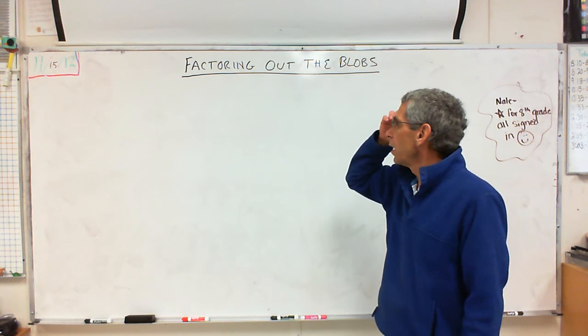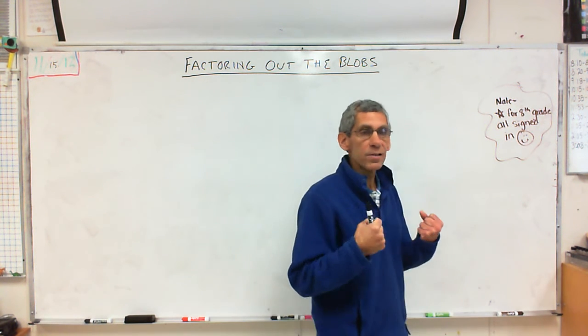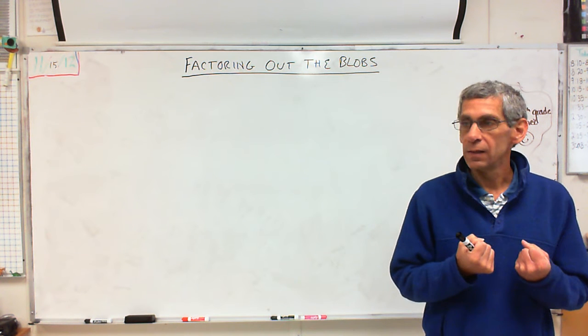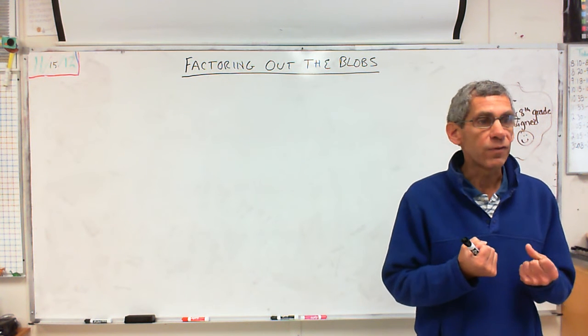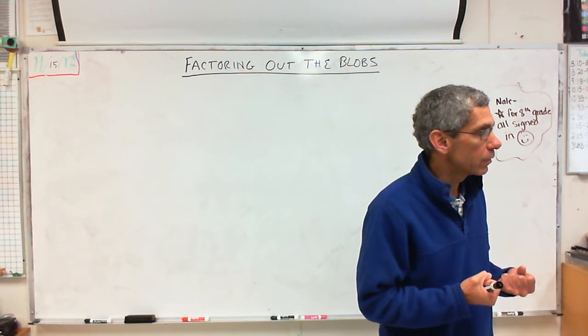Okay, so we are on a line now. So factoring out the blobs. This is the same thing as factoring out the greatest common factor, okay? It really is, if you're finding the biggest common factor. But in this case, it's going to be a blob, okay?